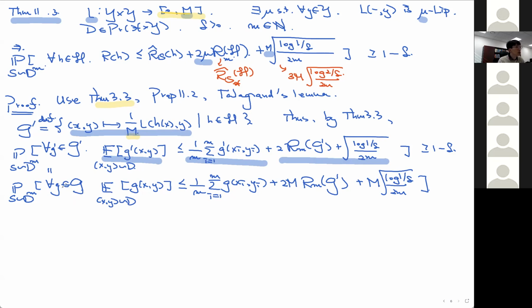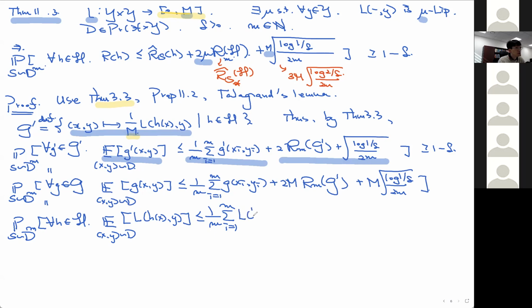One way to complete the proof is to just keep unpacking the definitions. What is G? G maps (x, y) to the loss of h of x comma y. So this universal quantification can also be written like this: for all h, the expectation of L of h(x), y is bounded by 1 over m, summation of i equals 1 to m, of L of h of xi, yi, plus 2m times the Rademacher complexity of g prime, plus m times the square root of 2m log 1 over delta.